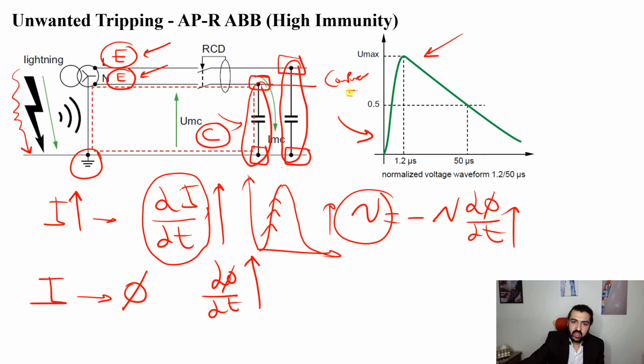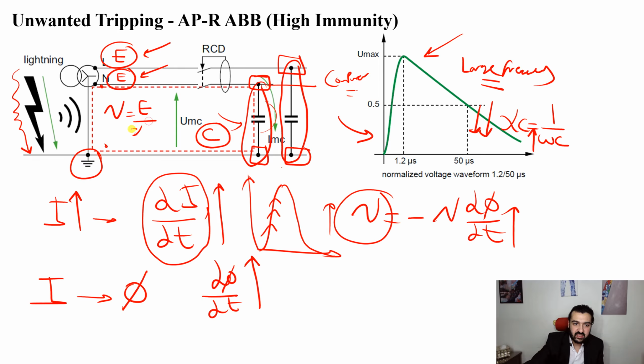So why would I care about this again? Because this one has a large frequency. Now, since it has a large frequency, we know that XC is equal to 1 over omega C. When the frequency is high, XC drops down. So V, which is induced EMF, over XC will be a large value, right?